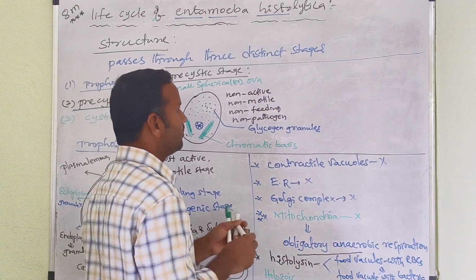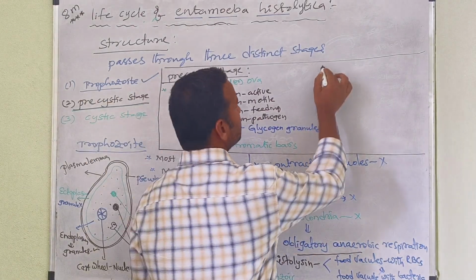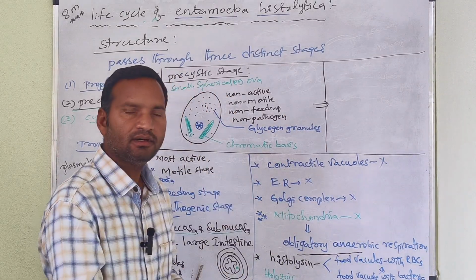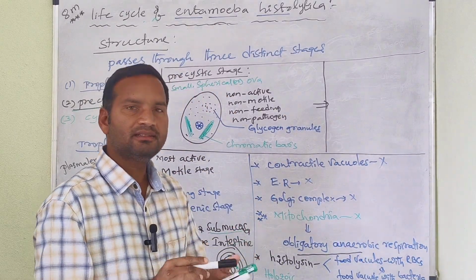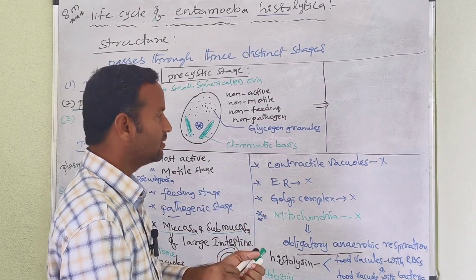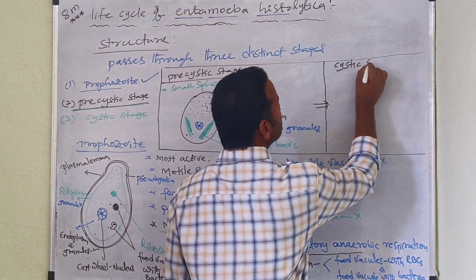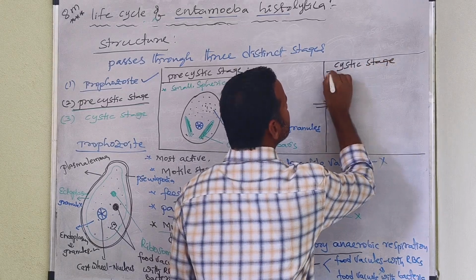Now let us see what the next one is. Further, the precystic stage is converted or transformed into the cystic stage. Now let us discuss the cystic stage. It is the third stage.